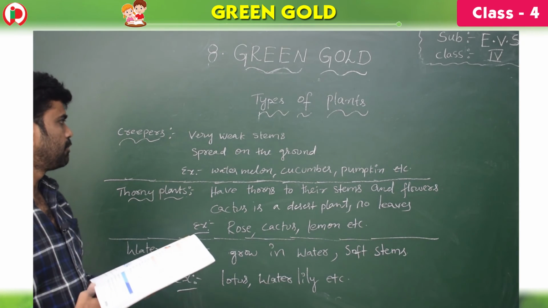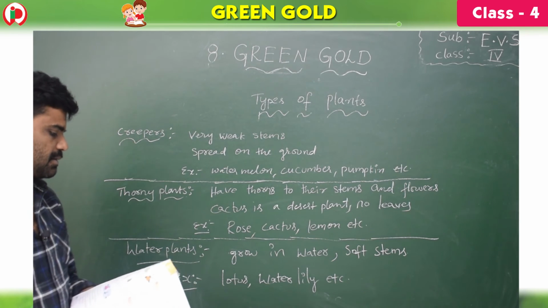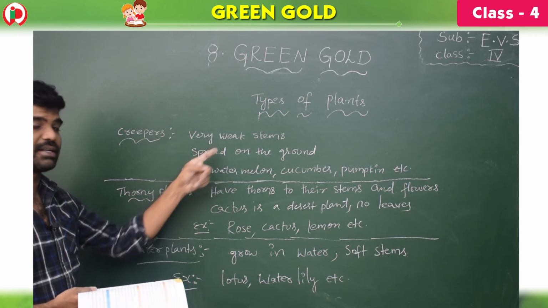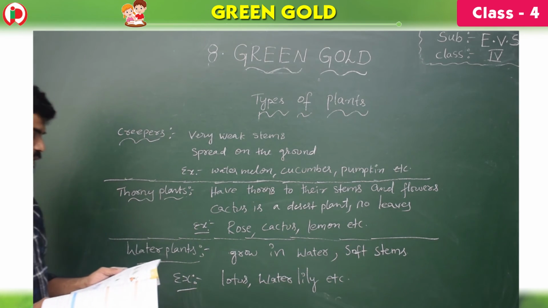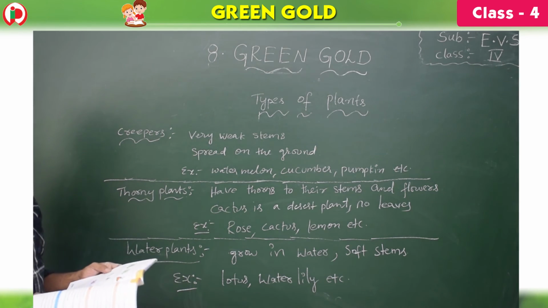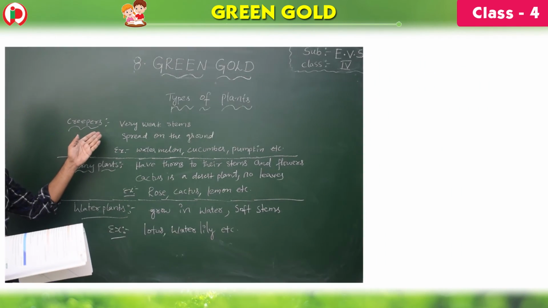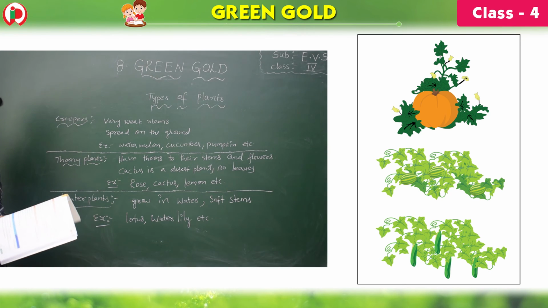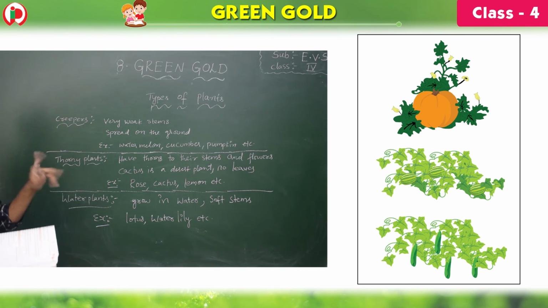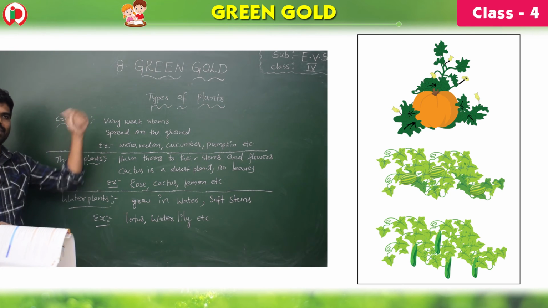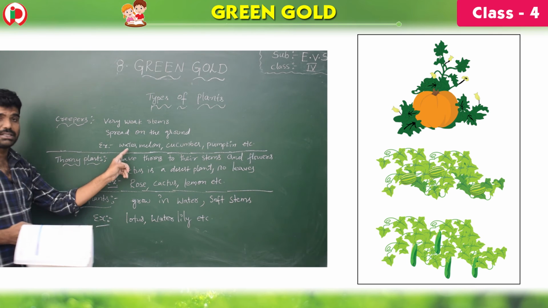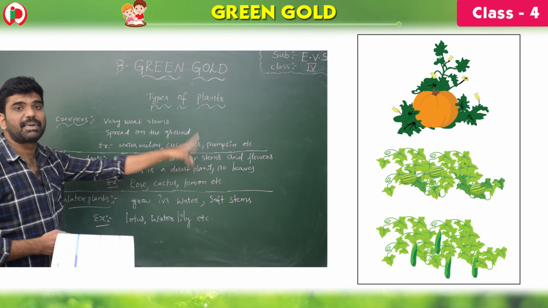Children, now see the creepers. These plants have very weak stems, children. Creepers have very weak stems like climbers. They cannot stand erect. Climbers spread on the walls, but creepers spread on the ground, children. The difference between climbers and creepers is climbers spread on the walls or on other plants also, whereas creepers spread on the ground. Best examples are watermelon, cucumber, pumpkin.